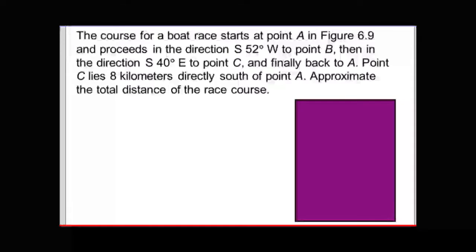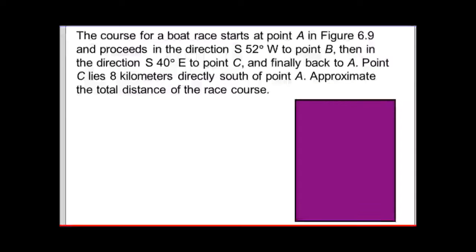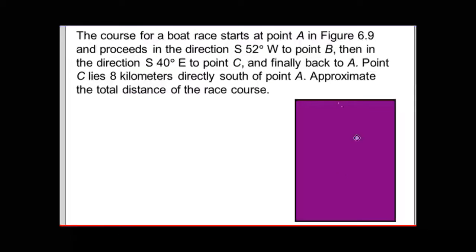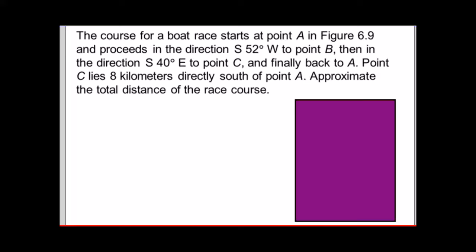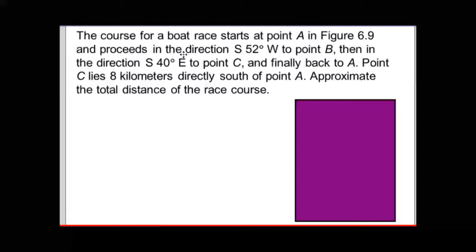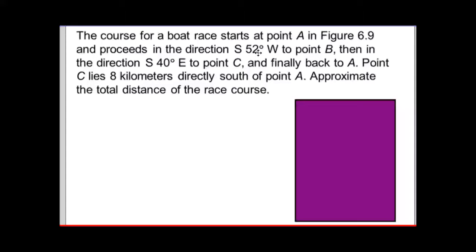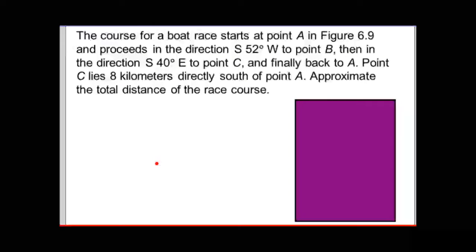So let's try this right here. The course for a boat race starts at point A, and it says in figure 6.9. I covered up the figure. I want us to draw this, okay? So it starts at point A and proceeds in the direction south 52 degrees west. So here's what I think we should do. Maybe I'll do it in red right here. Let's say this right here is point A.